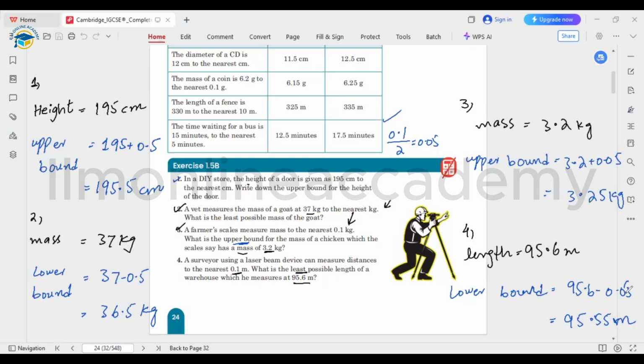So these are the first 4 parts of your exercise 1.5b. Hopefully they are all clear. In these parts, we just need to find the bounds, either lower or upper. So let's move to the next part.